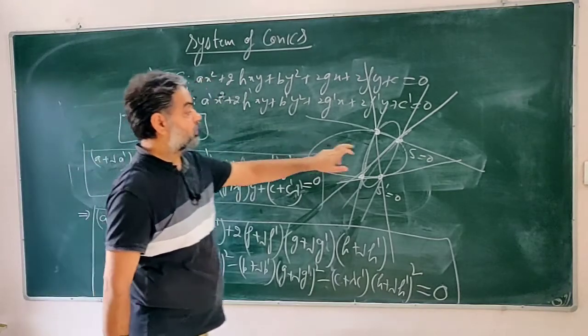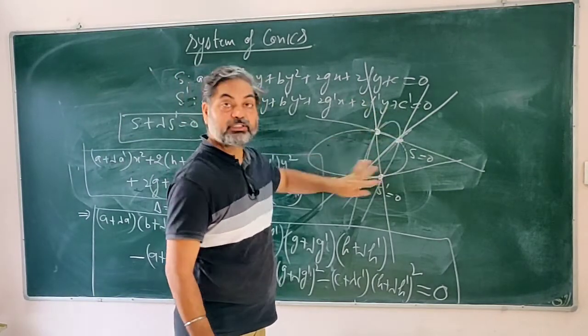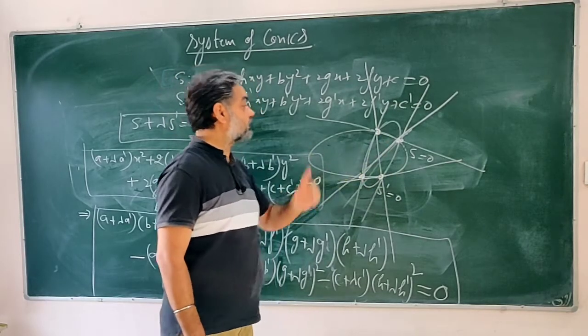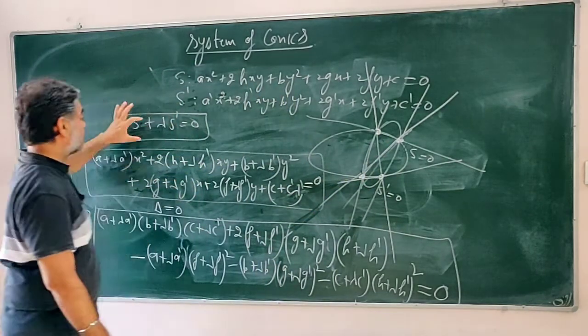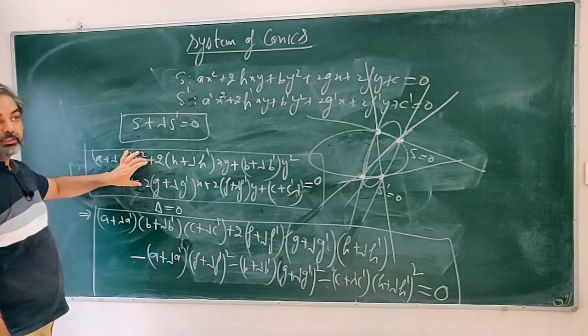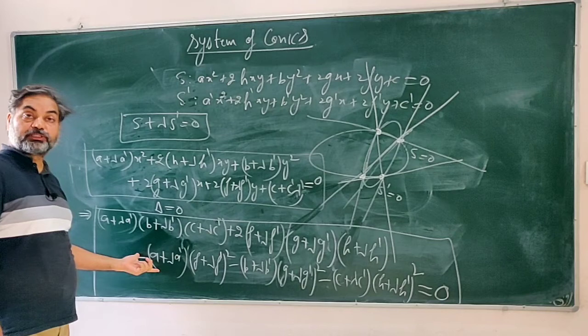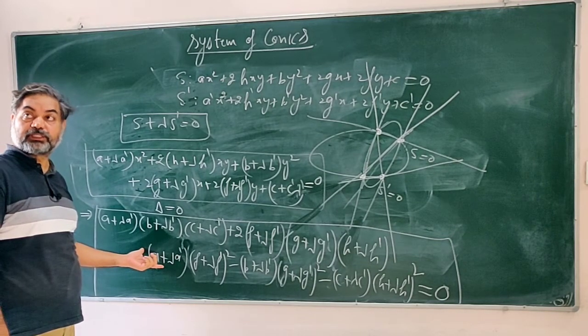These are two conics and these conics intersect at these 4 points. The equation of any conic which passes through these 4 points, the points of intersection of these two conics, is given by this. This equation is equal to this. And if this equation is the equation of a pair of straight lines, then this condition should be satisfied.